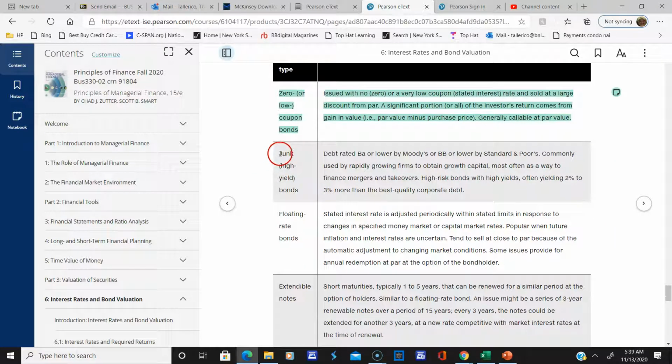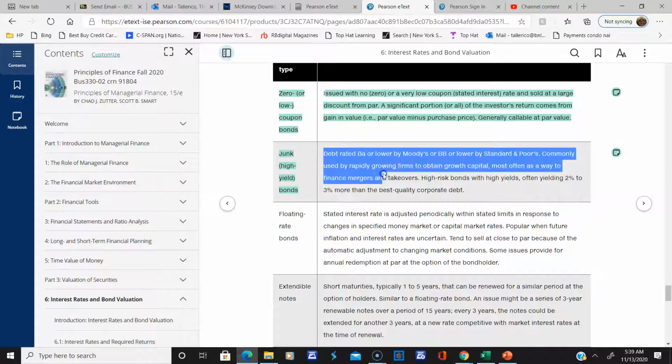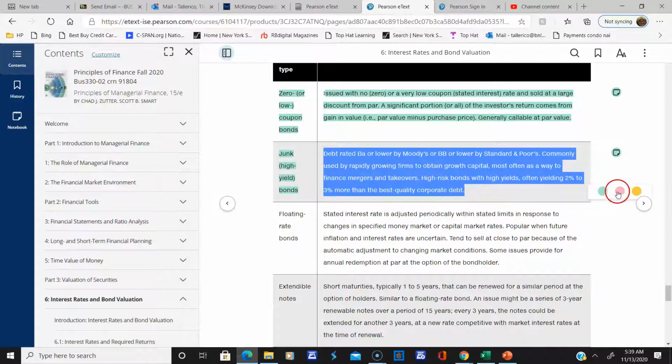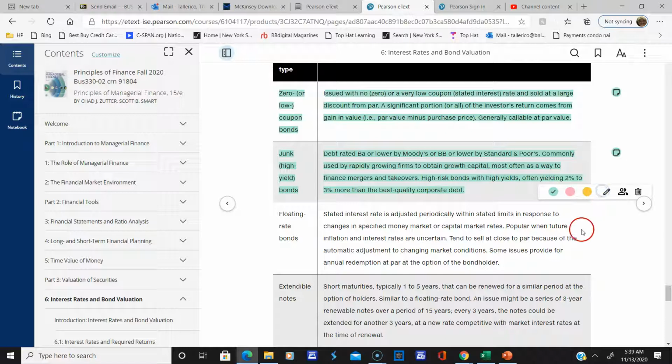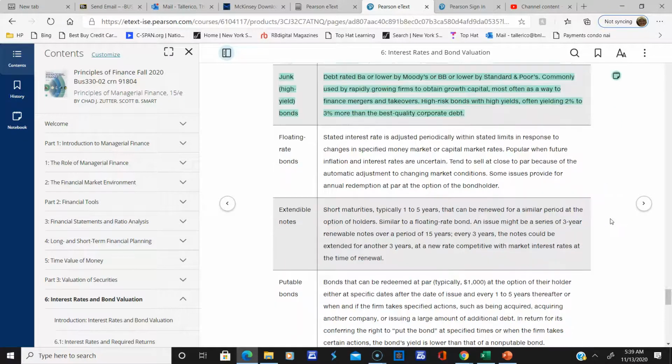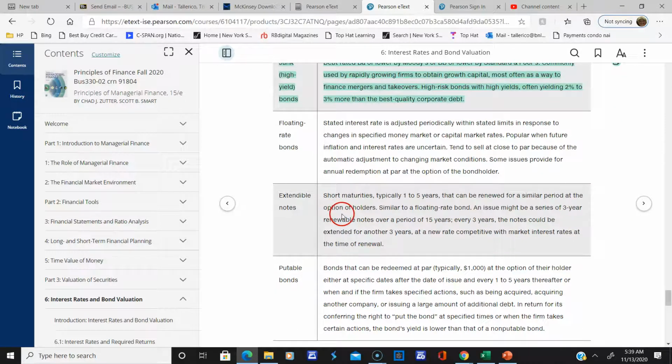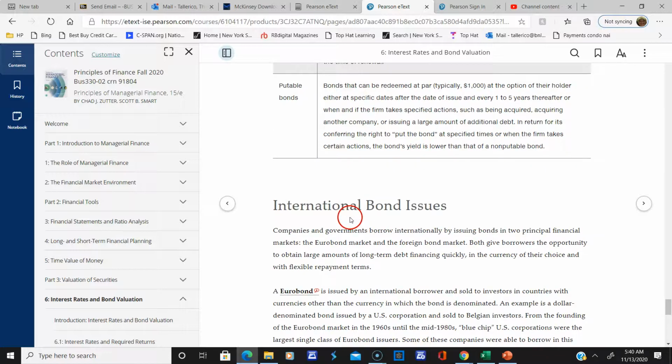Junk bonds, again, are bonds that are close to being in default, and you basically will get a higher rate of return, but you're taking a lot more risk with this. So this is important to know. So these are nice tables here of bonds, and it's good to know about.